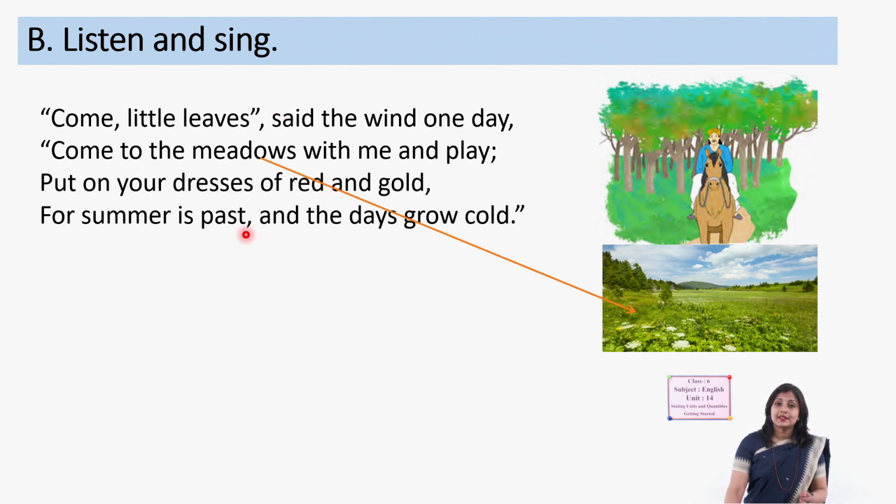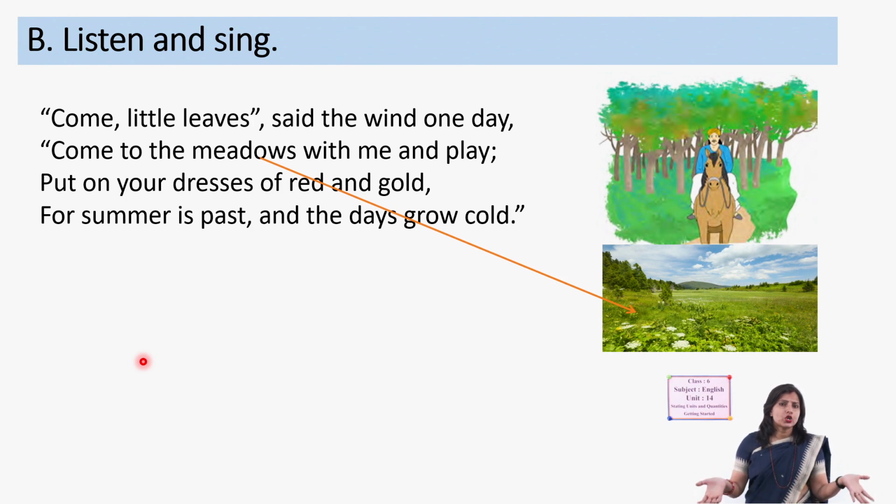Put on your dresses of red and gold, for summer is past and the days grow cold. So which dresses do they have to put on? The leaves? Red and gold. Why? Because summer is past, summer has gone and the days grow cold. Alright, so here what has been talked about? Tell me, do you see the wind is telling the leaves to put on the dresses of red and gold?